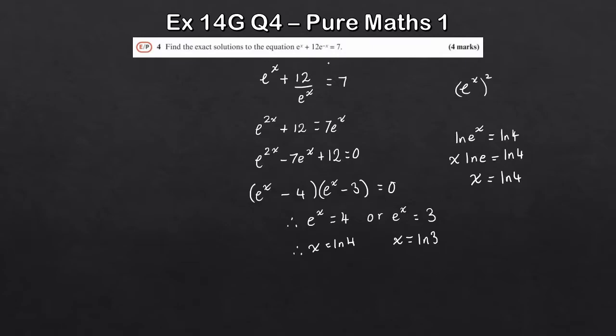If you really want, you can put it into your calculator and verify that. You will get a 7 if you put the left-hand side in with x being ln 3 and ln 4. So that's just a nice way to verify it. But I will do, just to finish this off, because we want it in exact solutions.